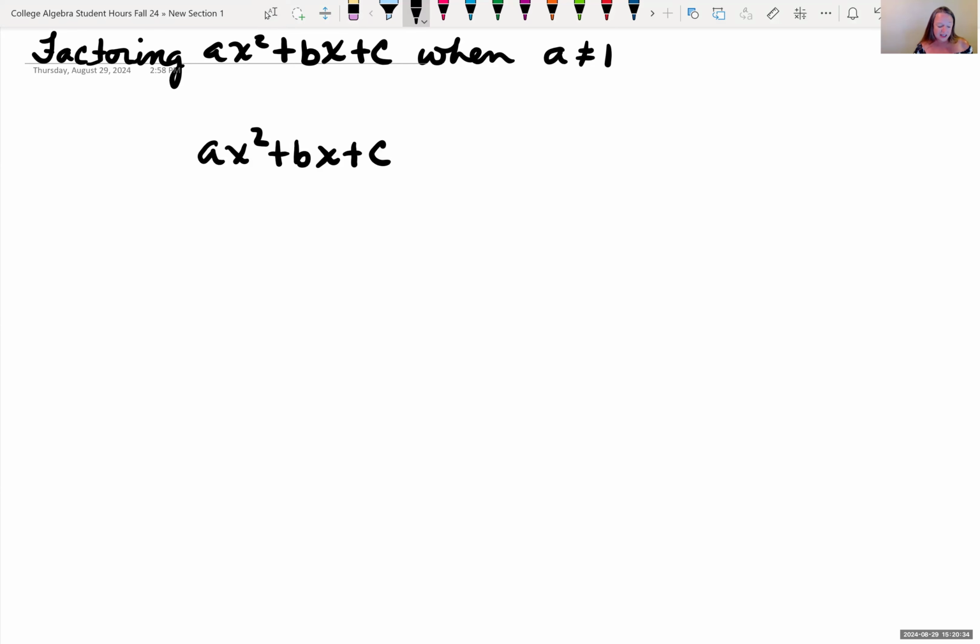at the AC method. And so what you're doing is you're looking at the coefficient in front of x squared times your constant c. Make sure that you're carrying the signs with that. So you're looking for two numbers that multiply to give us that multiple a times c, but would add to give us that middle coefficient, which is b. So you're looking for the two numbers that multiply to AC, add to B.